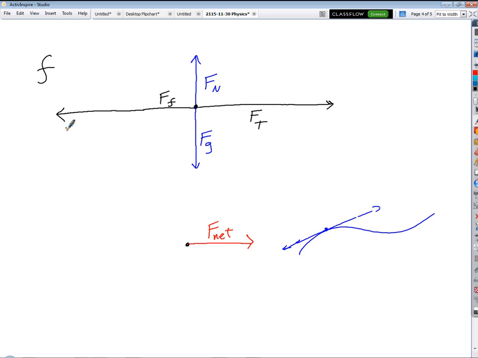So of the three examples that we looked at, example one was the bucket hanging at rest from a rope that we just talked about. Example two was the smooth friction block that accelerated. Example three was the rough friction block that moved at constant speed.